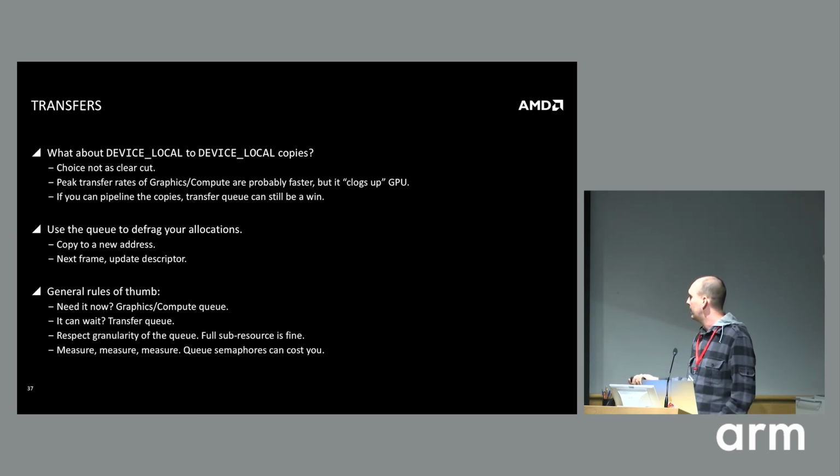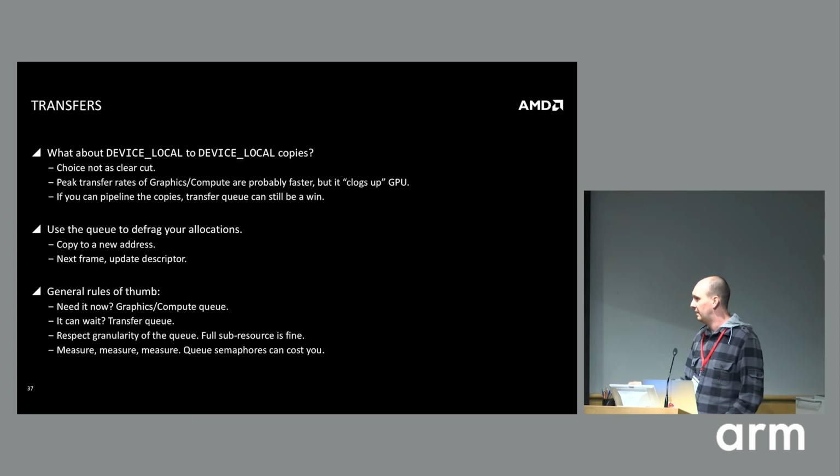The general rules of thumb here are, if you need it right now, so you're doing some rendering, a depth buffer or something, and you want to copy it away straight away, and you can't afford any latency, then compute and graphics is probably your fastest option. If you can wait, then the transfer queue might be the one for you. Obviously, the transfer queue's got some restrictions, so you need to respect the granularity of the queue. If you're doing a full sub-resource copy, though, that'll be fine.